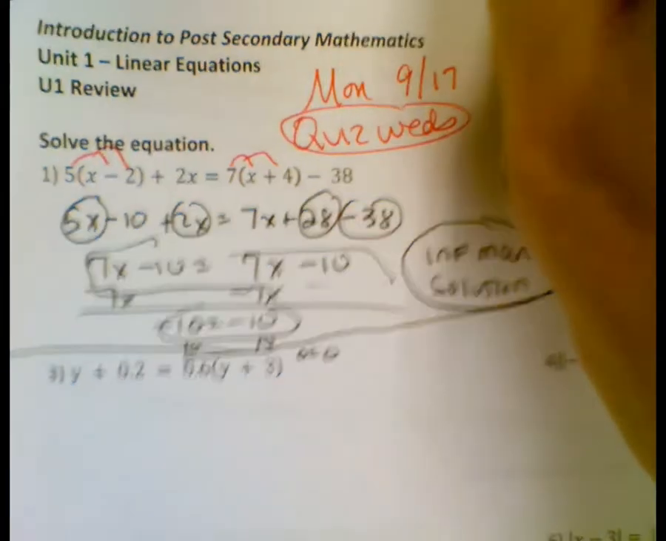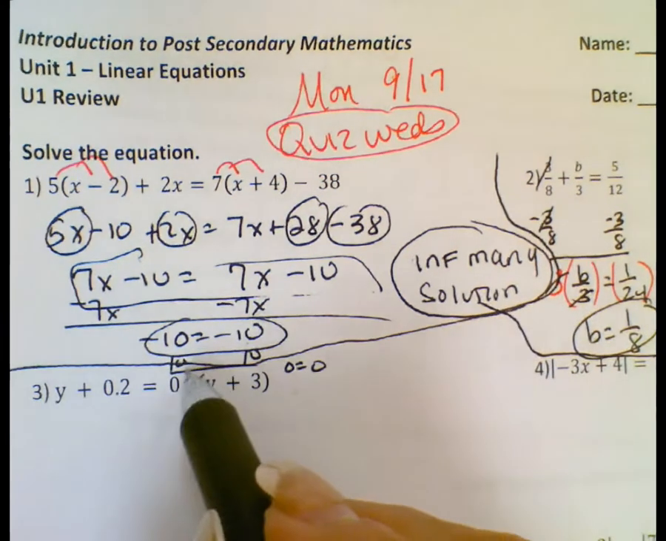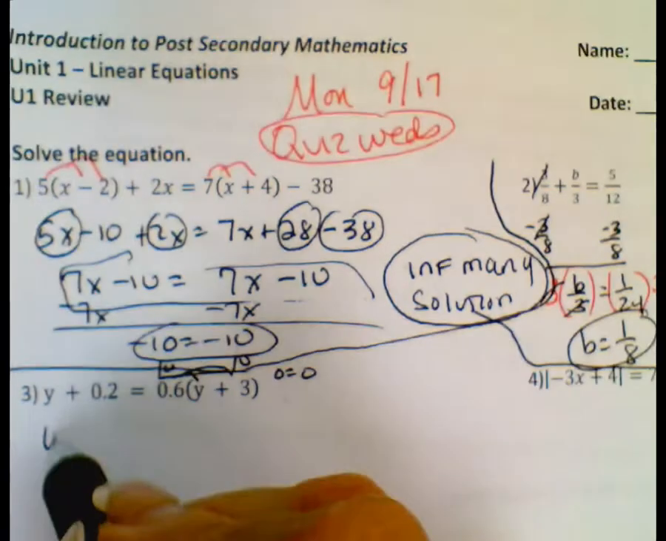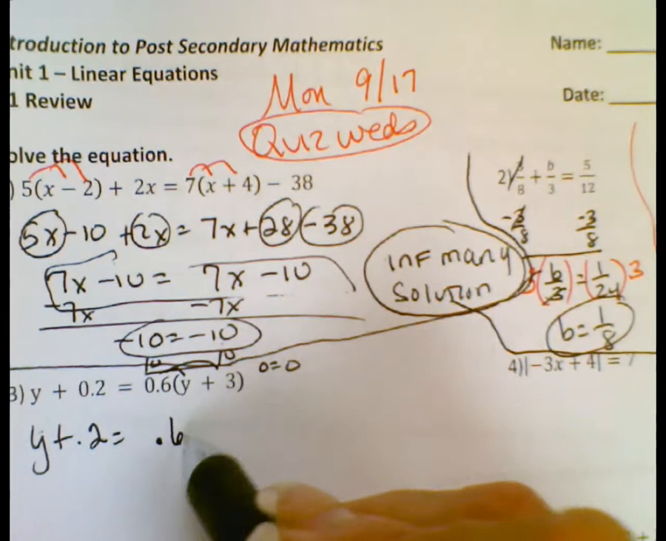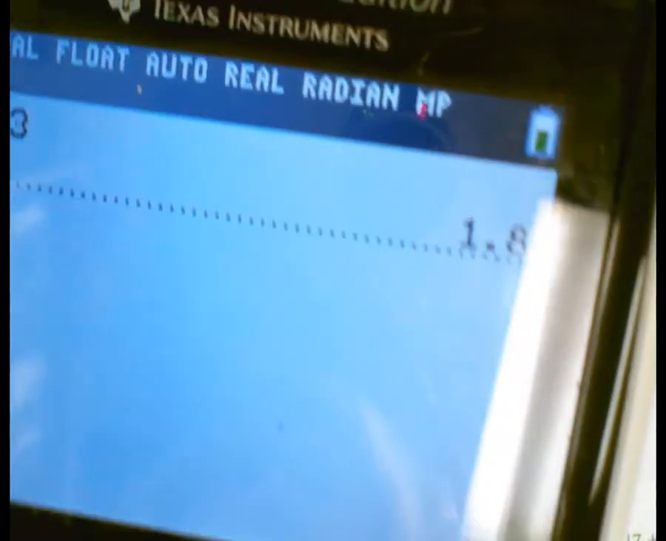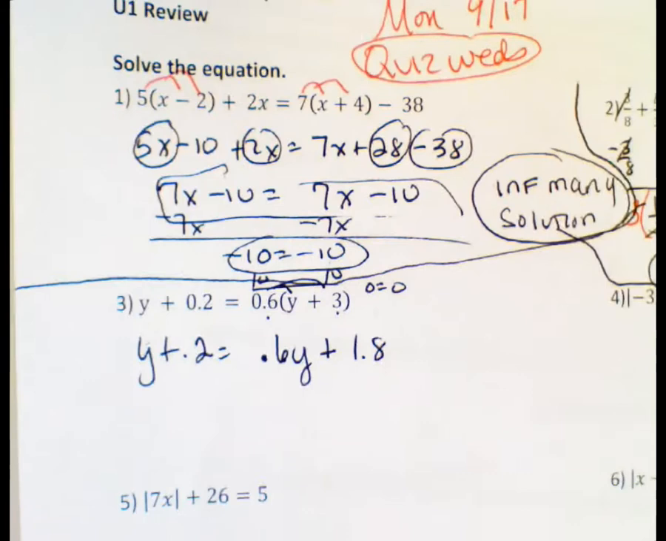All right, next problem. I'm going to go ahead and rope this off. We are going to distribute 0.6. We are distributing 0.6, so I'm going to rewrite y plus 0.2. 0.6 times y is 0.6y plus 0.6 times 3 is 1.8. First step. Any questions?